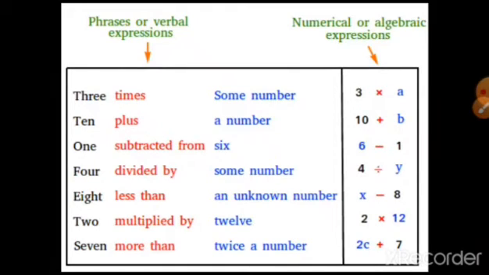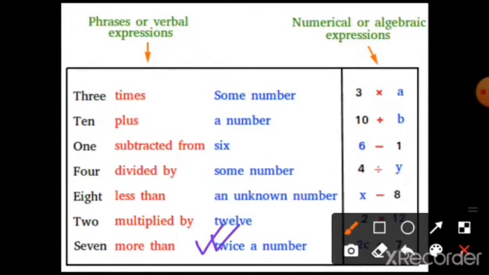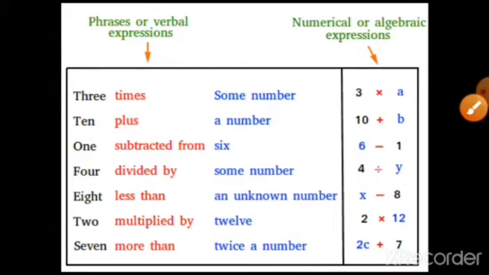Next, 7 more than twice a number. So you are writing 7 plus 2c. Why 2c? Because here you have twice a number. So twice a number means we are taking the number as c, and twice means 2. So 2c plus 7.